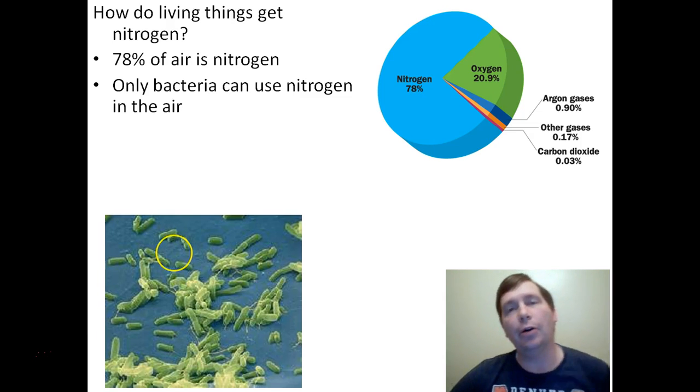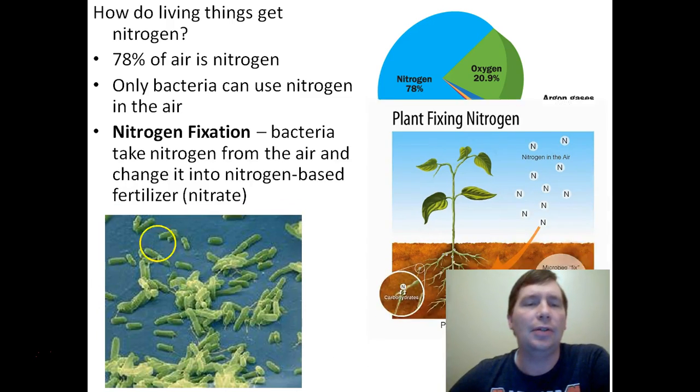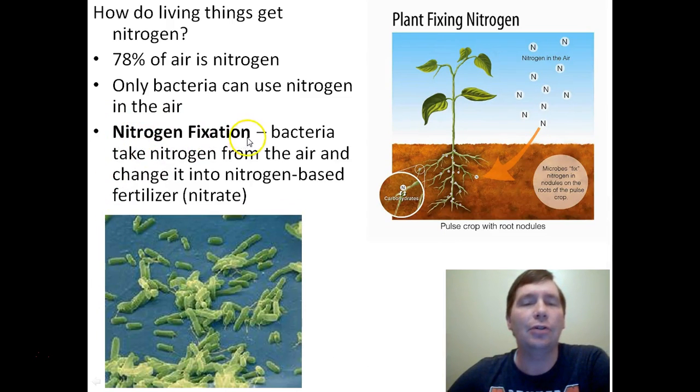So how all living things get their nitrogen is traced back to bacteria somehow. The bacteria are able to take nitrogen out of the air, and they're able to use it, and then everything else that's alive uses the nitrogen that bacteria absorbed out of the air. There's a name for this process, and the name for this process is nitrogen fixation, and this is an important term that you should know.